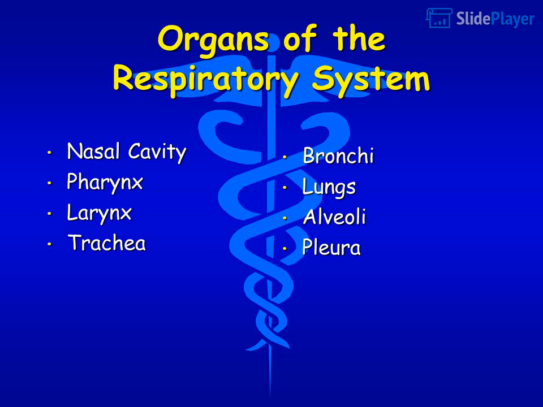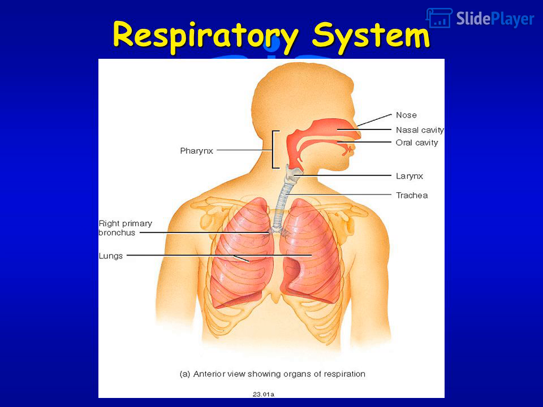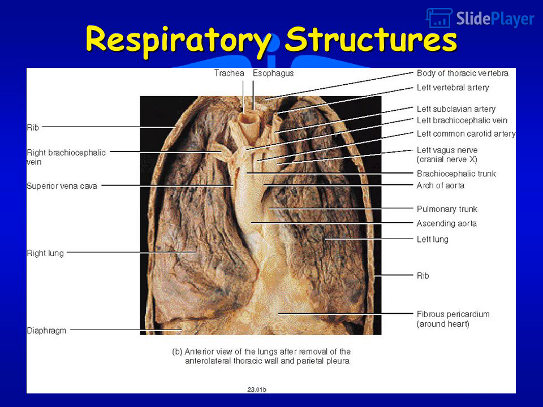Organs of the respiratory system: nasal cavity, pharynx, larynx, trachea, bronchi, lungs, alveoli, pleura. Respiratory structures.